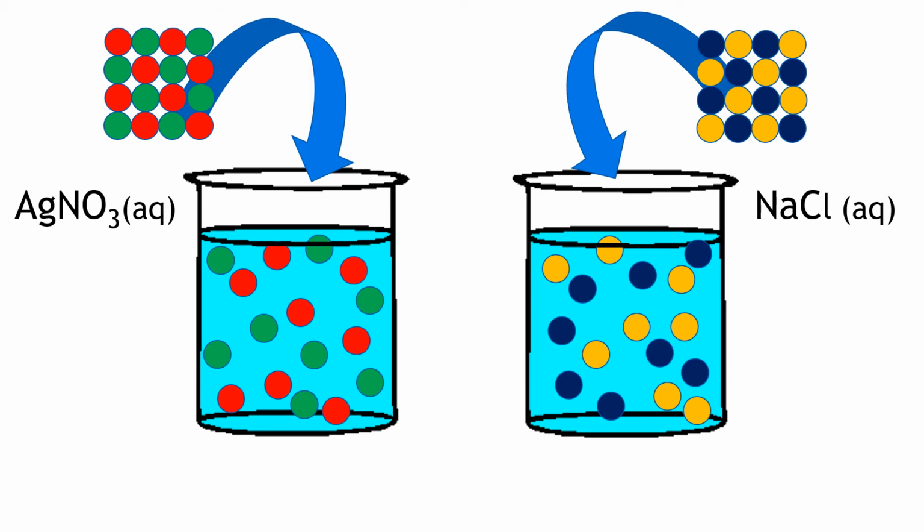There'll be no light being scattered, because light is scattered by solid lattices and not by ions in solution. Doesn't mean they won't have a colour. For example, if I put copper sulfate in water, it will be blue, but it will still be clear and see-through. In this case, neither of these two compounds happen to be coloured.